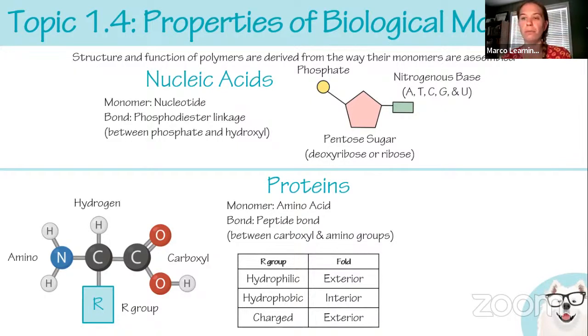And then charged is usually going to be whether it's acidic or basic. It'll have a positive charge, or it'll be negatively charged because it's in its ionic form. And so that's also going to fold toward the exterior.